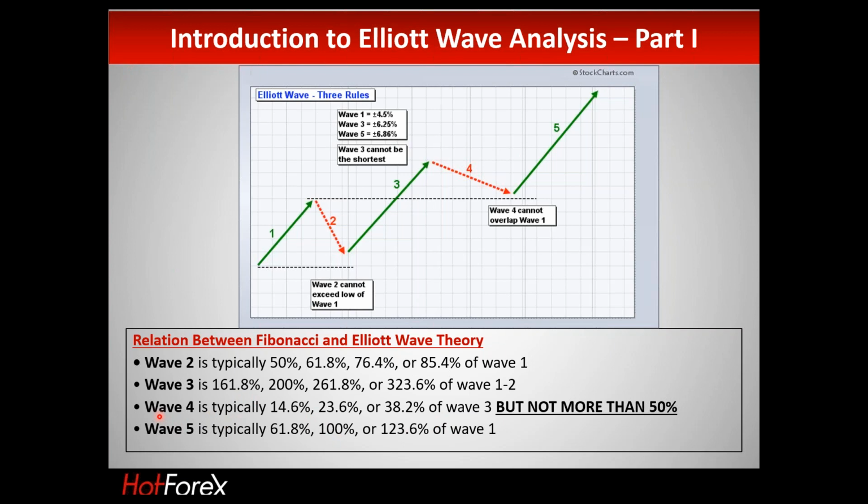Wave 4 is typically 14, 23, or 34%, but never more than 50% of wave 3. Remember, it needs to be above the peak of wave 1, but never reach 50% of wave 3. Wave 5 is typically 61, 100, and 123.6 of wave 1. So it is typically either the same length as wave 1, or 61% of the length of wave 1, or at most 23% higher than the length of wave 1.